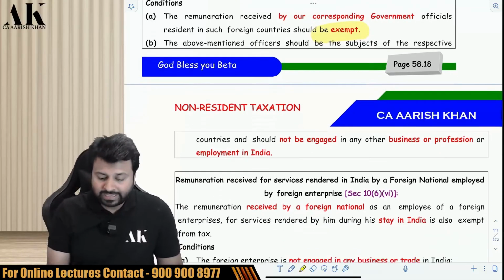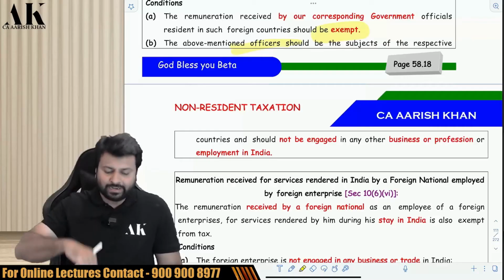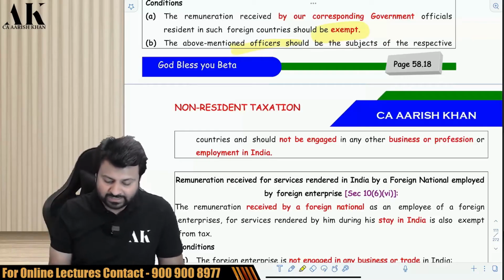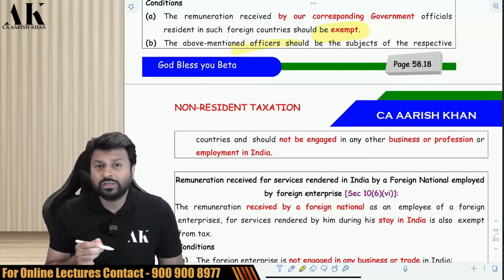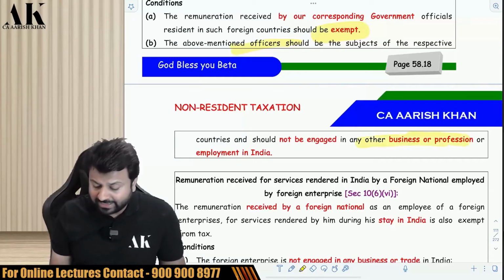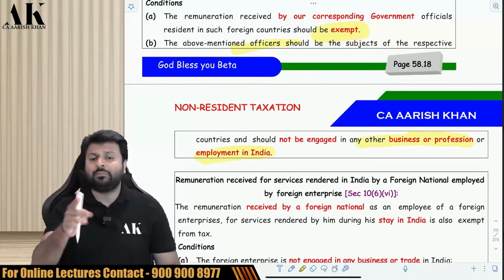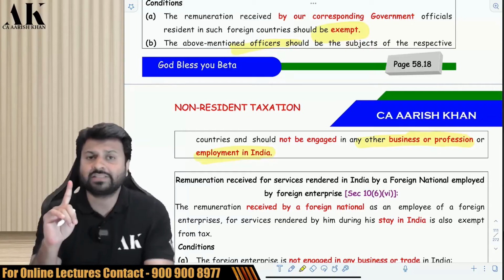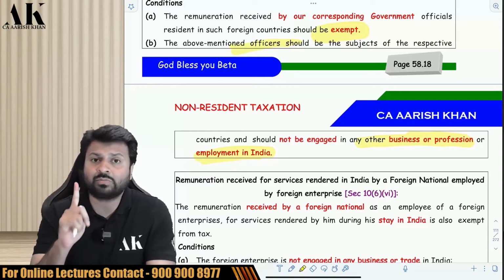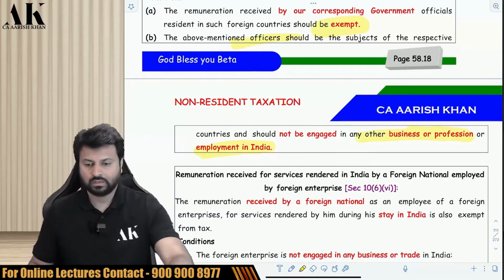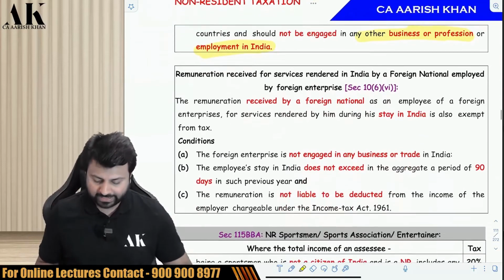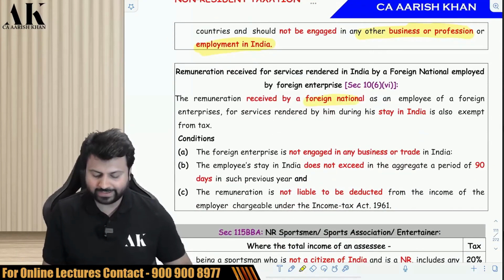Second condition, that officer should be representing that country in India. And the third condition is that the officer who is working in India should not be engaged in any other business or profession or employment in India. Check it please. That officer should not be engaged in any other business or profession or employment in India. Check it please.